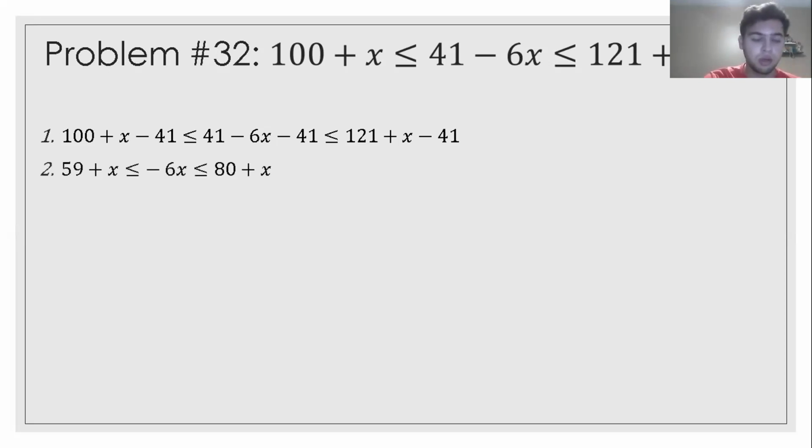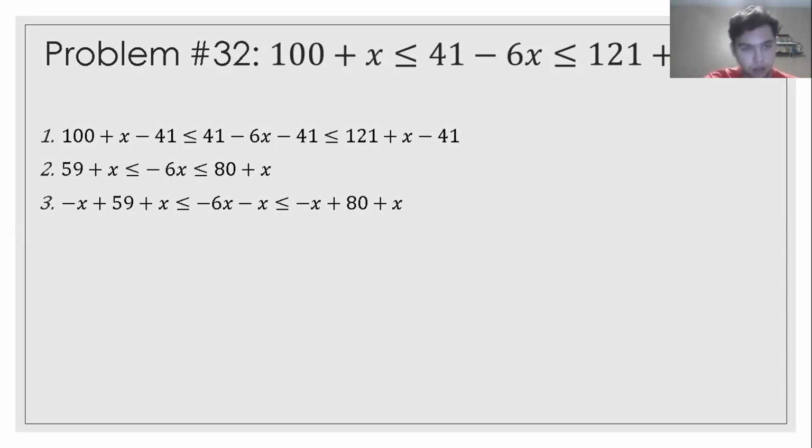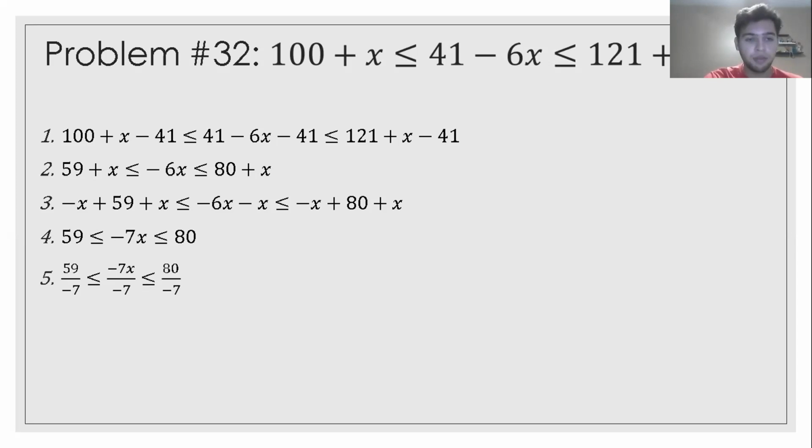As a result, it gave 59 plus x less than or equal to minus 6x less than or equal to 80 plus x. Then the next step was to subtract x from each side also. It resulted in 59 less than or equal to minus 7x less than or equal to 80. Then we divided everything by minus 7, so we can eliminate the negative number, and change the inequality as well.